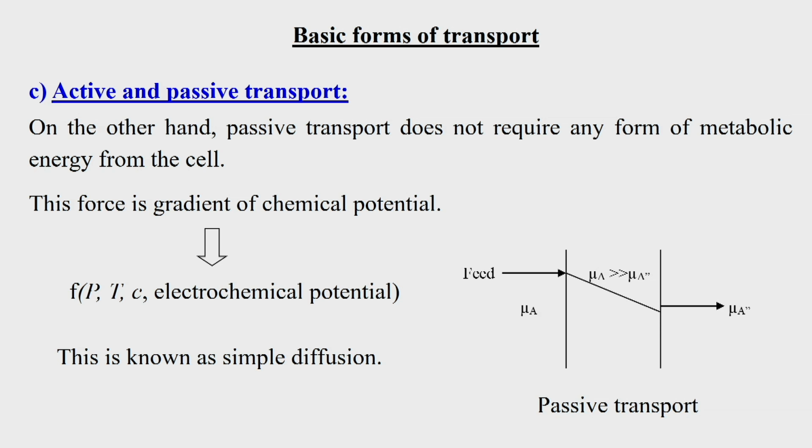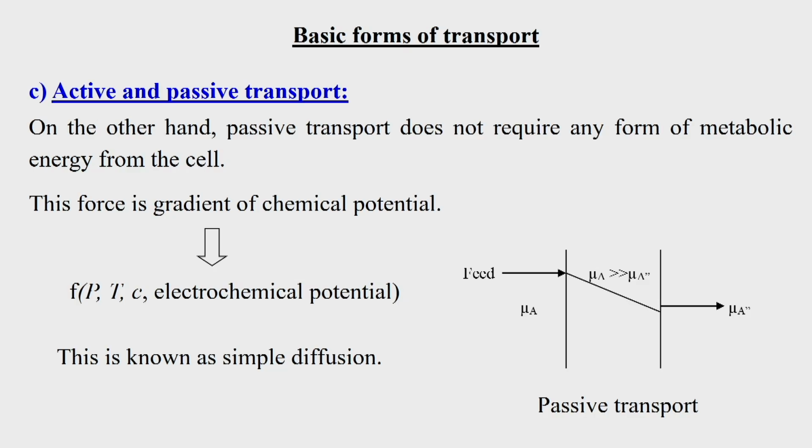But in the case of passive transport, it does not require any form of metabolic energy from the cell. It can move from higher concentration to lower concentration due to the chemical potential gradient. That will be a function of temperature, pressure, concentration, and electrochemical potential, just like a simple diffusion process. So, in other words, this is passive transport.